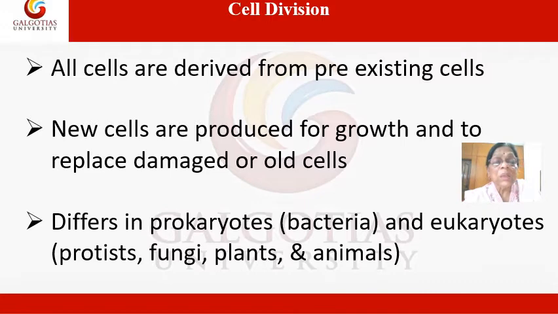All cells are derived from pre-existing cells. The cells are produced for growth and to replace damaged or old cells. Cell division differs in prokaryotes and eukaryotes. Prokaryotes include bacteria, and eukaryotes include protists, fungi, plants and animals.